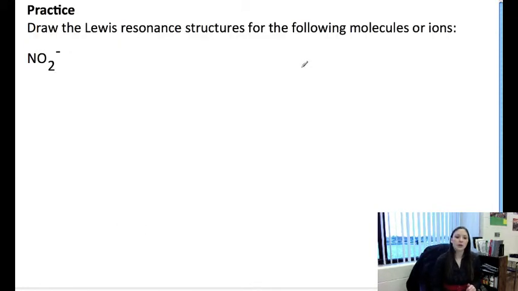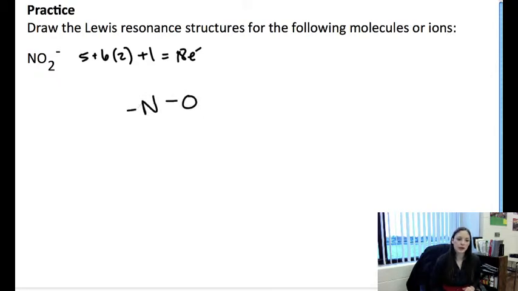So let's go ahead and draw the Lewis resonance structure for the following ion. Okay, we've got NO2 minus. So remember, we have to figure out all of our valence electrons. N has 5, O has 6. There's 2 of them, and this negative means that I have to add one more electron. So we're looking here at a total of 18 electrons. Okay, it's NO2. N's going to go in the middle. O's around the outside. We connect them.